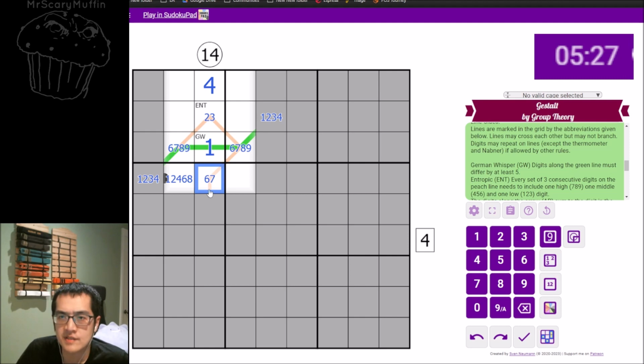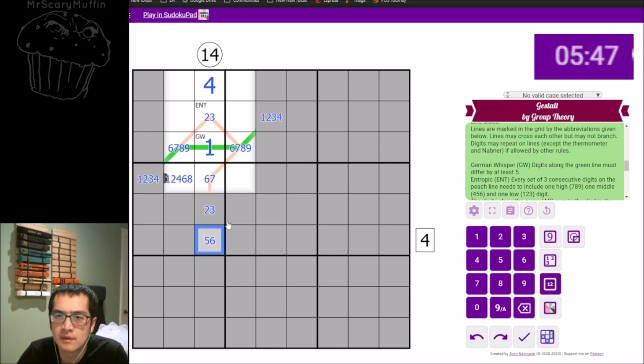Why did I? Oh yeah, this has to be a 6 or 7. So is there a problem if this becomes a 6? Oh, and this one has to be a low again, doesn't it? Yes. So this is our other 2, 3. That uses up all our lows, and then this one has to be high or the middle entropy.